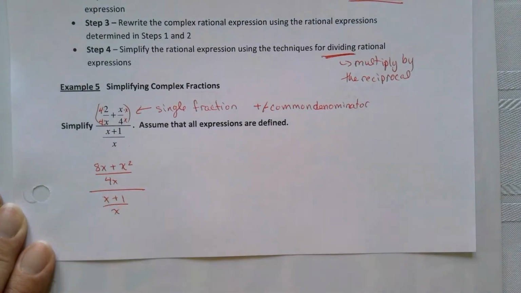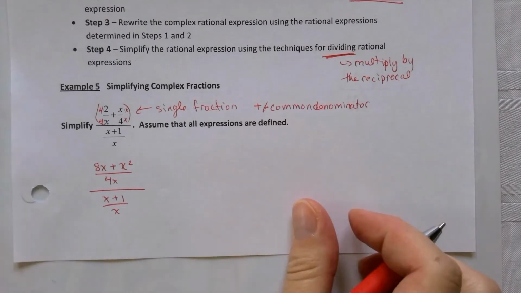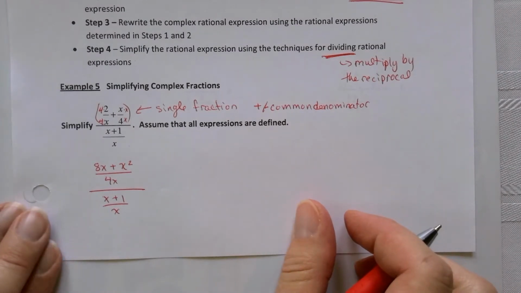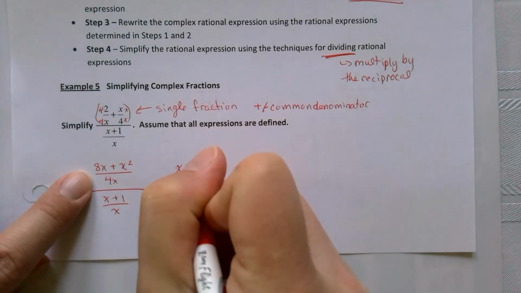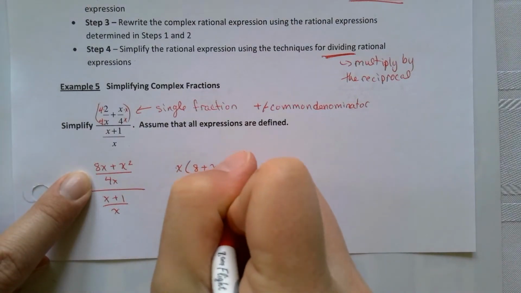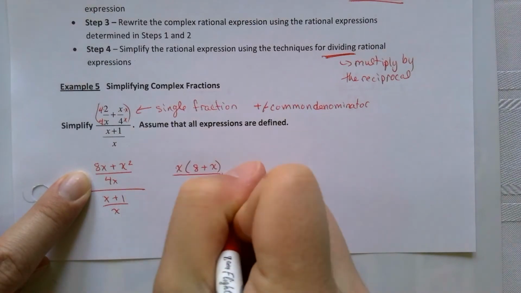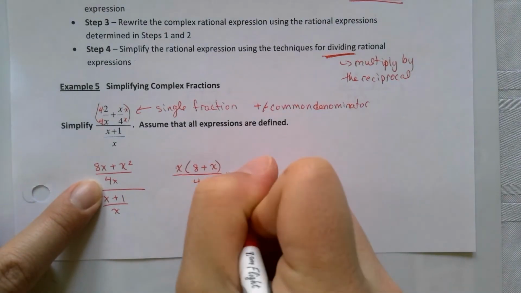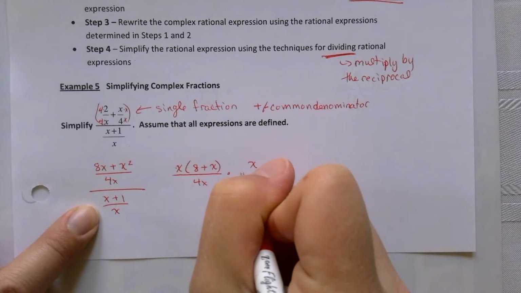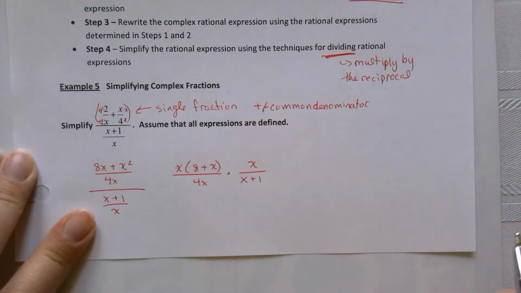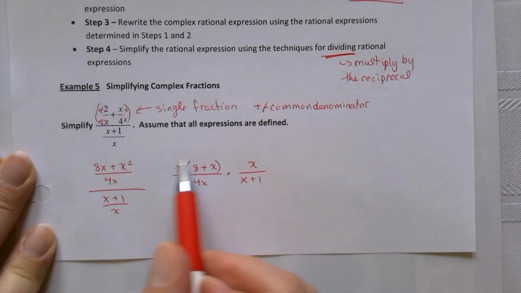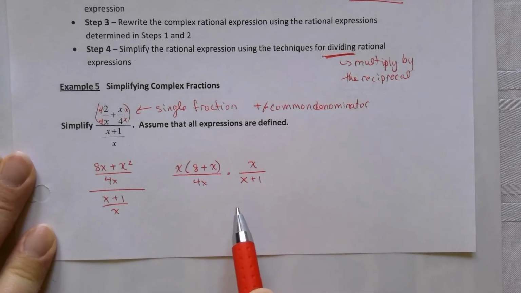And now we're back to the prior lesson, 8-2, multiplying and dividing fractions. So for my numerator, I'm going to go ahead and factor out an x, and I'm left with 8 plus x all over 4x times the reciprocal of x over x plus 1. Now, some of you might say, well, you really didn't need to factor. The reason I factored was I wanted to see if anything canceled. And there is something that cancels.